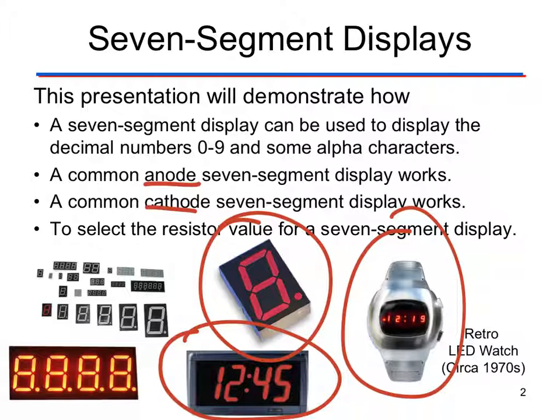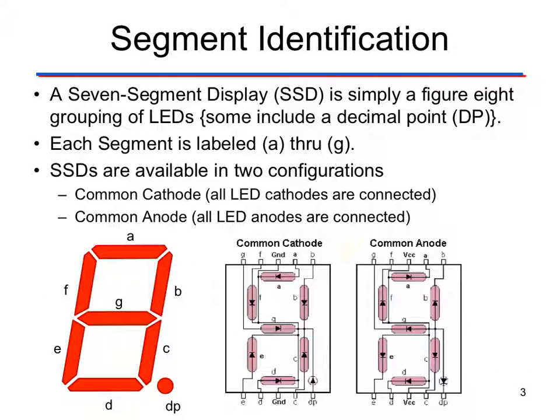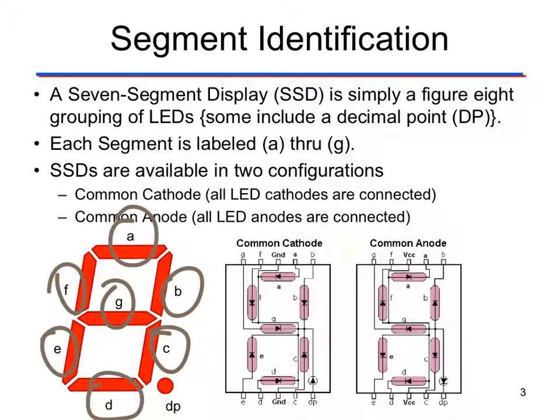Alright, and how do we identify the segments in a 7 segment display? Real simple, through letters. And if you can actually see right here, you have 7 of them: A, B, C, D, E, F, G. It's as simple as that. If your 7 segment display has a decimal place, it'll probably be labeled as DP. And that is the basic identification of a 7 segment display. That's what you need to understand. That's really it.